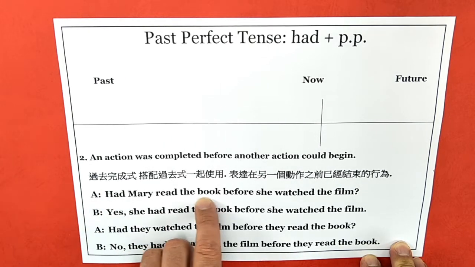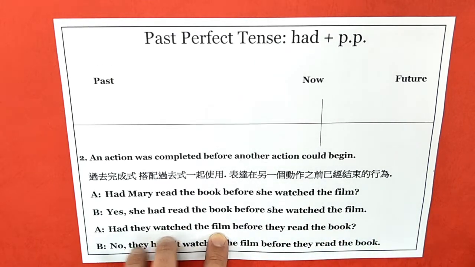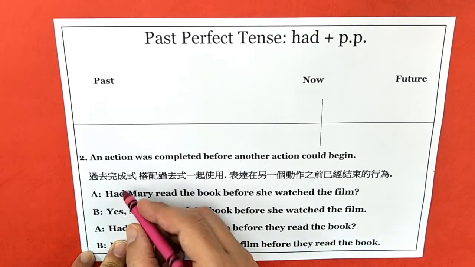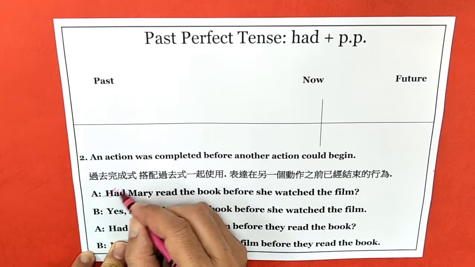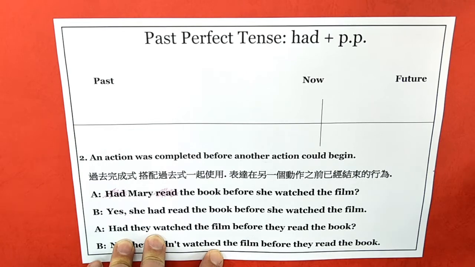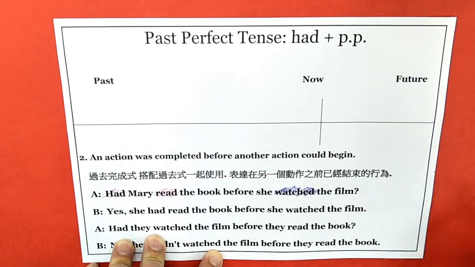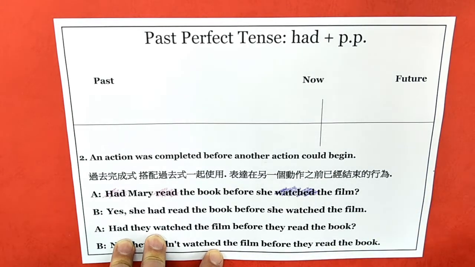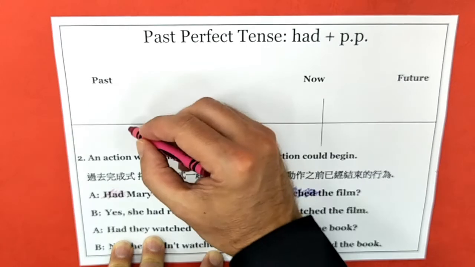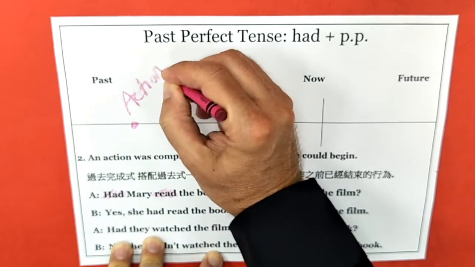Had Mary read the book before she watched the film? Okay, look, we have two actions. Had Mary read the book? That's action number 1. And before she watched the film. Okay, there are two different actions here. So, action A.